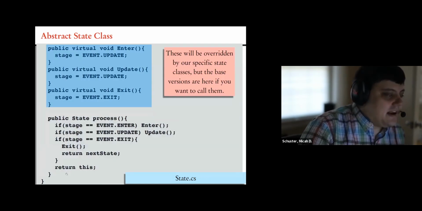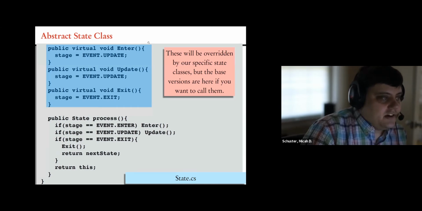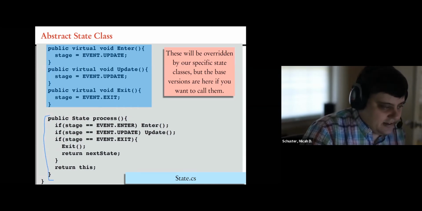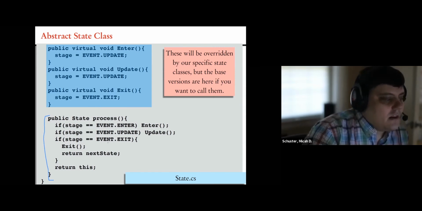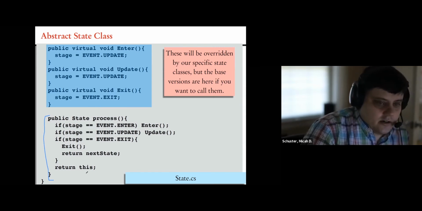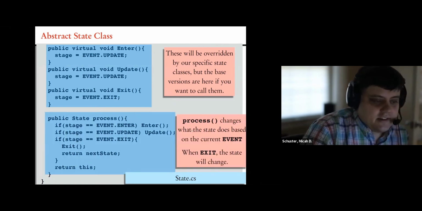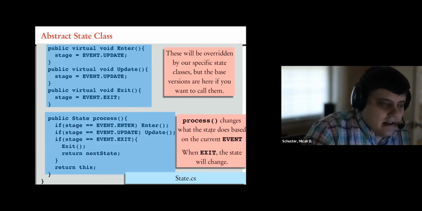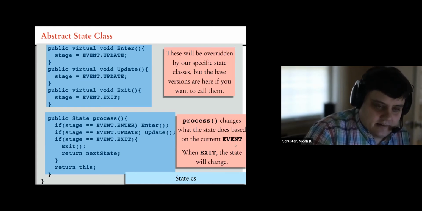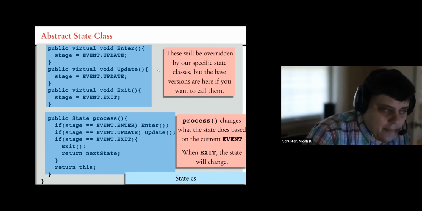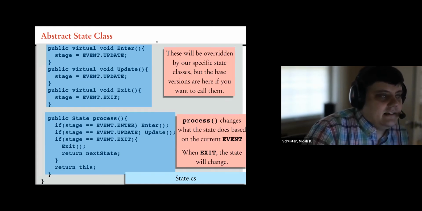Yeah. Okay, and then here's our process. This is the process function. It's not meant to be overridden, so it does not have virtual in here. So this version will always be run. This is the heart of our state machine. This is where the magic happens. Process changes the state based on the current event. That's what's happening here. So let's think about it for a second.